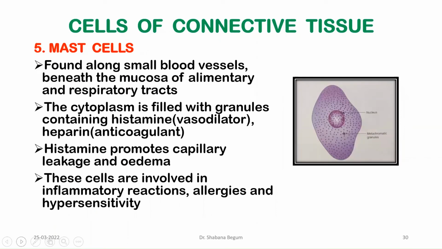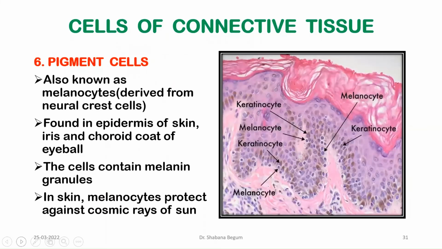Next is the mast cells. The mast cells are present in the alimentary and the respiratory tract, and are filled with the histamine and the heparin granules. So it plays a very important role in inflammatory reaction, allergies, and hypersensitivity. The pigment cells, these are the melanocytes, derived from the neural crest cells, and are found in the epidermis of the skin, in the iris, and the choroid coat of the eyeball.